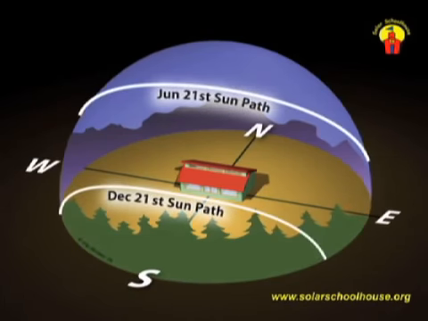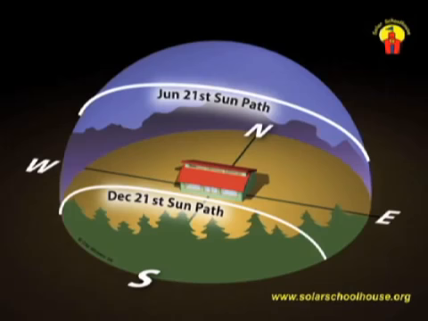If we draw the sun's paths on these two days, we can clearly see why the day lengths are different. The sun's path across the sky is longer in the summer and shorter in the winter. The longer the path, the more hours the sun is in the sky. Throughout the year, the sun's path will move up and down between these two extremes.